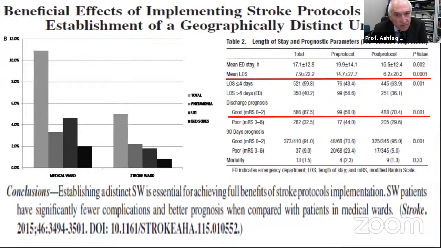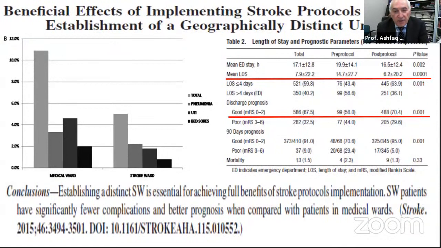And if the complications are fewer, this is what happens. Your hospital administrators would love you for this: in the medical ward, your mean length of stay is 14 days, and on the stroke ward, it decreases to 6 days. This is very impressive, and your hospital can certainly use those extra days that you're saving them. And also the prognosis: if you look at the patients who make a good outcome, so mRS of 0 to 2, that increases from 56% on the medical ward to nearly 70.4% for those on the stroke ward.